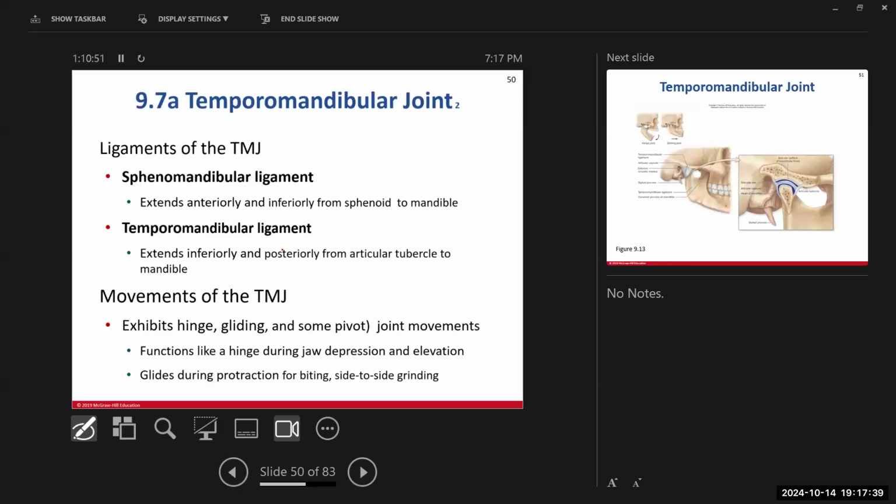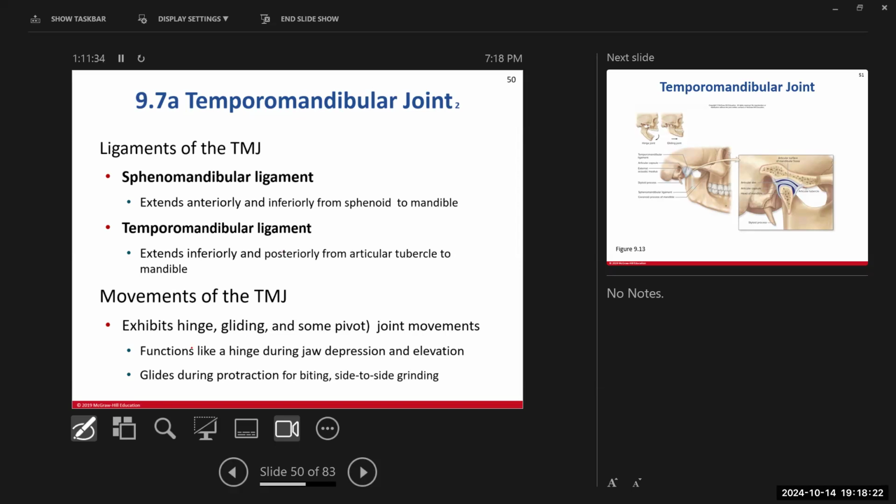So when we're looking at the temporomandibular joint, you've got these two major ligaments here that are going to hold on to the mandible and the temporal bone. Don't worry, I won't ask you to name these, but notice the names of them. They tell you the bones to which they attach. I like it when anatomists do this. Spheno, that's going to be the sphenoid bone. Mandibular, that's going to be the mandible. Temporal and mandibular, same thing, the temporal bone and the mandibular bone. So these ligaments tell you what they attach onto.